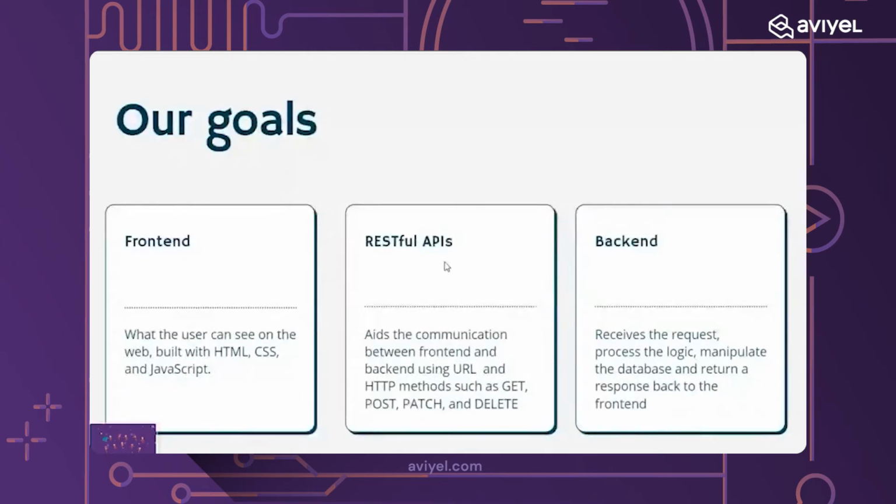So as you can see here, our front end is created with HTML and CSS, and we already said that they should be able to add, delete, and edit entries from the front end. And we are going to be making use of RESTful APIs. These are the technologies that we are going to be using. And RESTful API is the communication between the front end and the back end using URL and HTTP methods such as get, post, patch, and delete. And the back end is going to receive the request, process the logic, manipulate the database, and return a response back to the front end. So this is what we want to achieve.